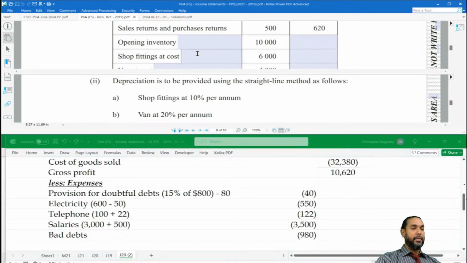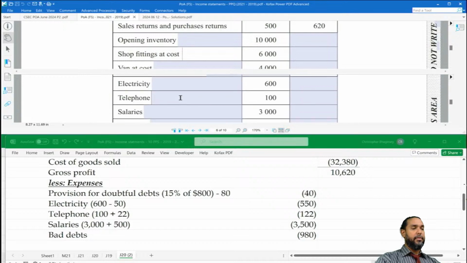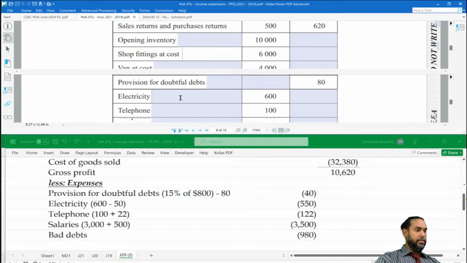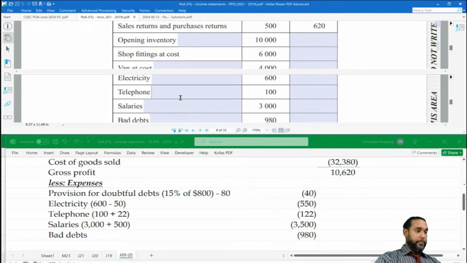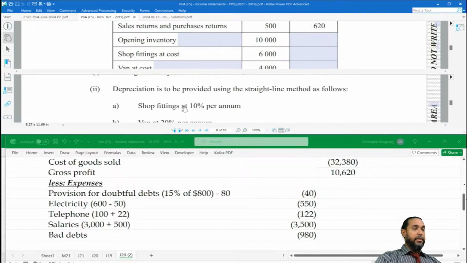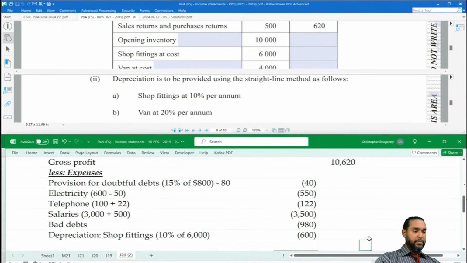Right, okay. So in both cases, it's straight line. So it's not one straight line and one reducing balance. So that could come into play, right? So you find 10% of. Sorry, I literally fell asleep there for like half a second. Let's try it again. So we had shop fittings, right? So it's 10% of the shop fittings.